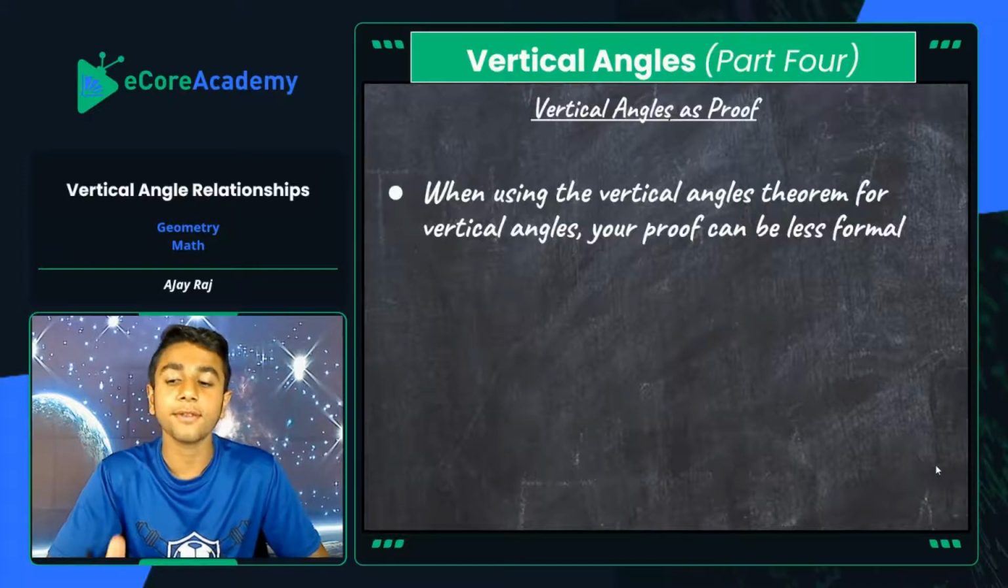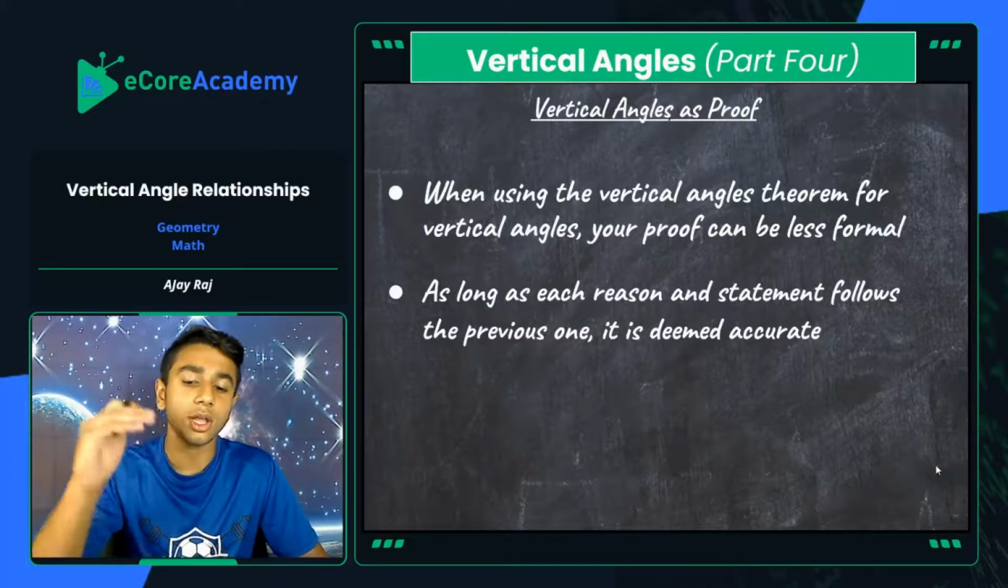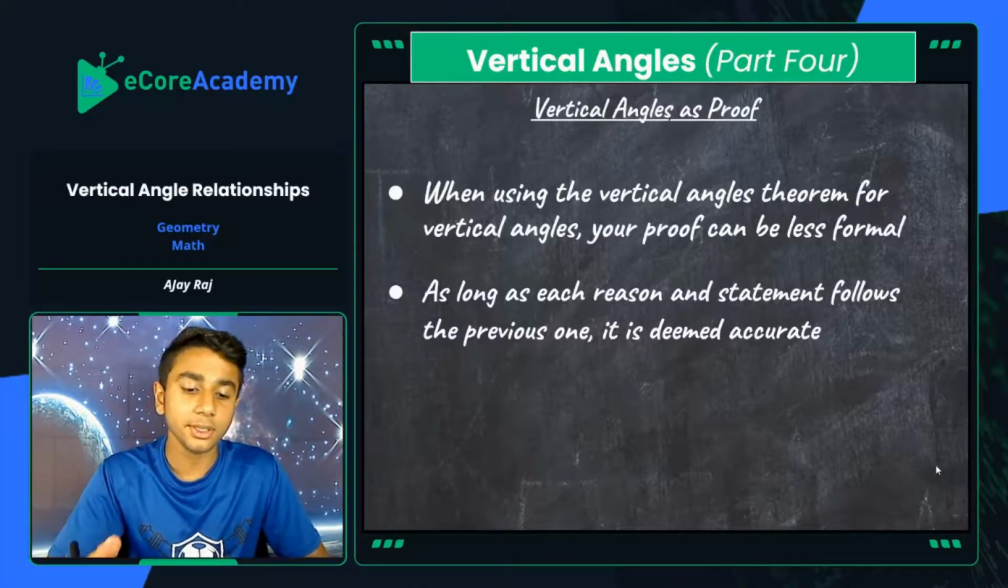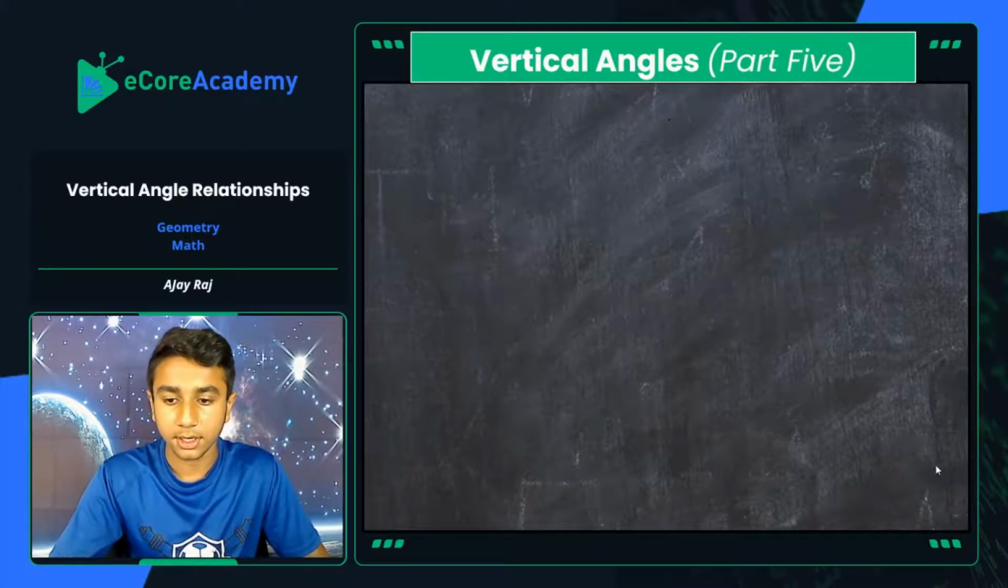You can merely just say the vertical angles theorem as part of your proof, which is going to be less formal. It's informal. And as long as each reason and statement follows the previous one, it is deemed accurate, meaning you have to have chronological order in your process when proving vertical angles, and it'll be correct because you can be very simplistic and everything is already assumed in that process. So it's a very simple process there.